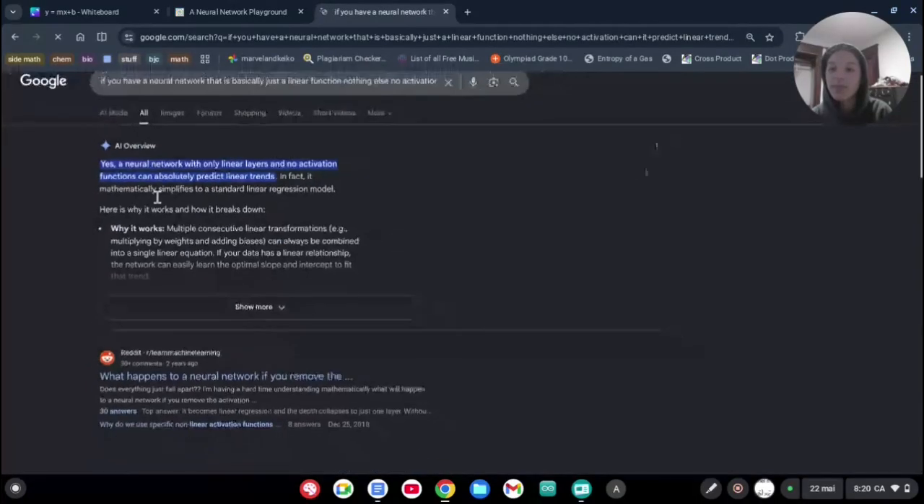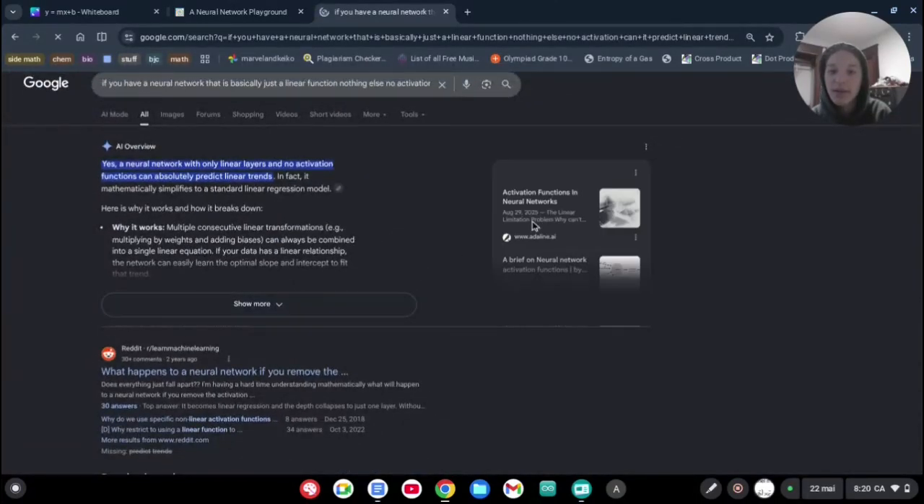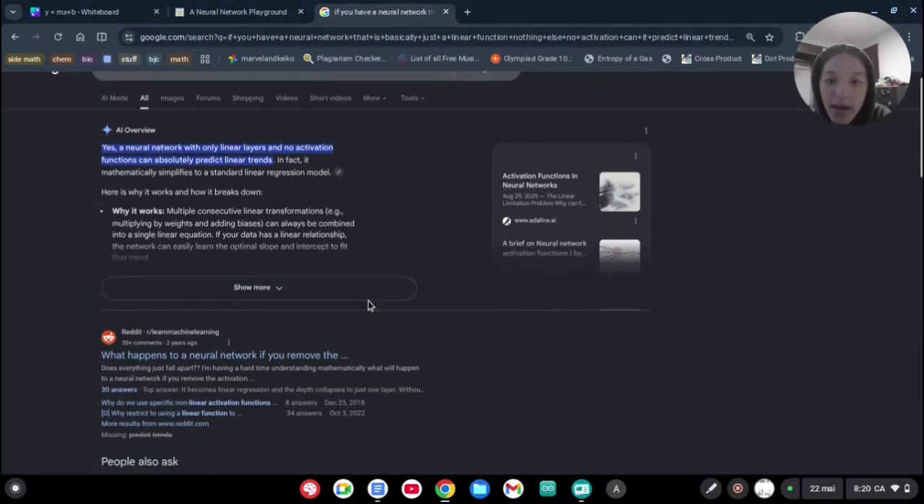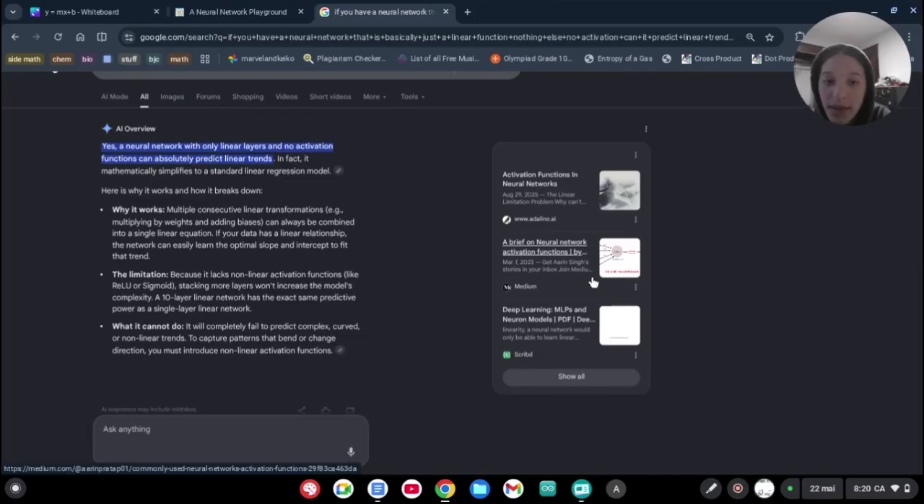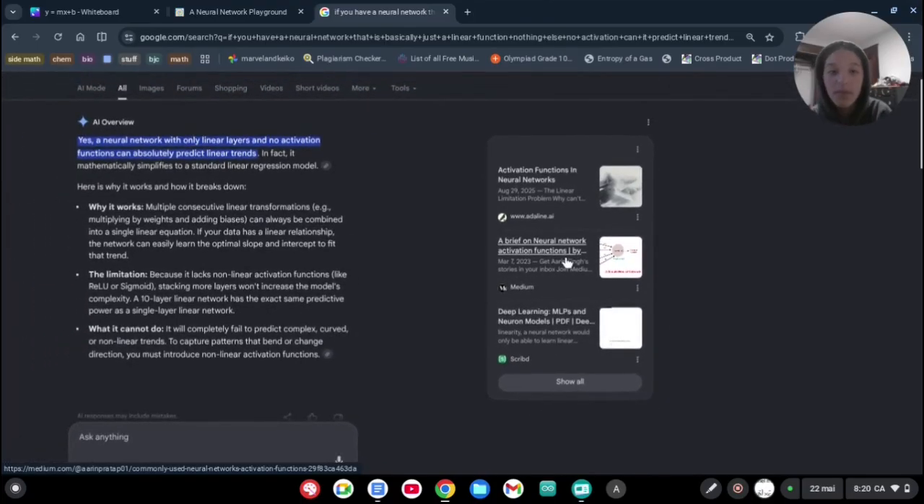Yes. So who can we give credit to for this answer? I think it's Aaron Singh who wrote about this answer here. If you have a neural network with only linear layers and no activation functions, it can predict linear trends. And I guess this is what mathematicians just call the linear regression model. So we can fit any line to our data if it's just a linear trend.